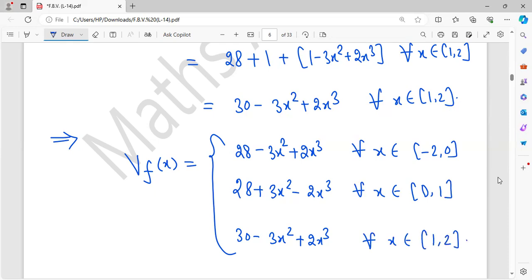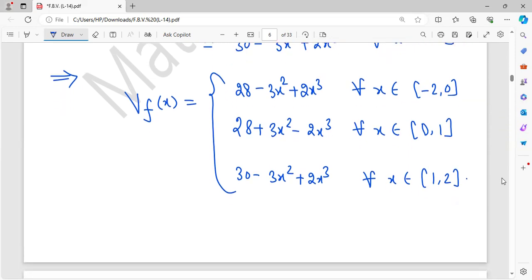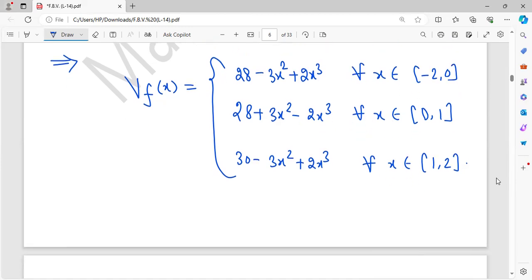Because f is given as continuous, this BF function is also continuous. You can check. How to check? At 0, from here you will get value 28. From here you also get value 28. At 1, from here you are getting value 29, and from here at 1 it is 29. It's the same. So BF is also continuous because it is given that F is a polynomial function, that is continuous. Okay.